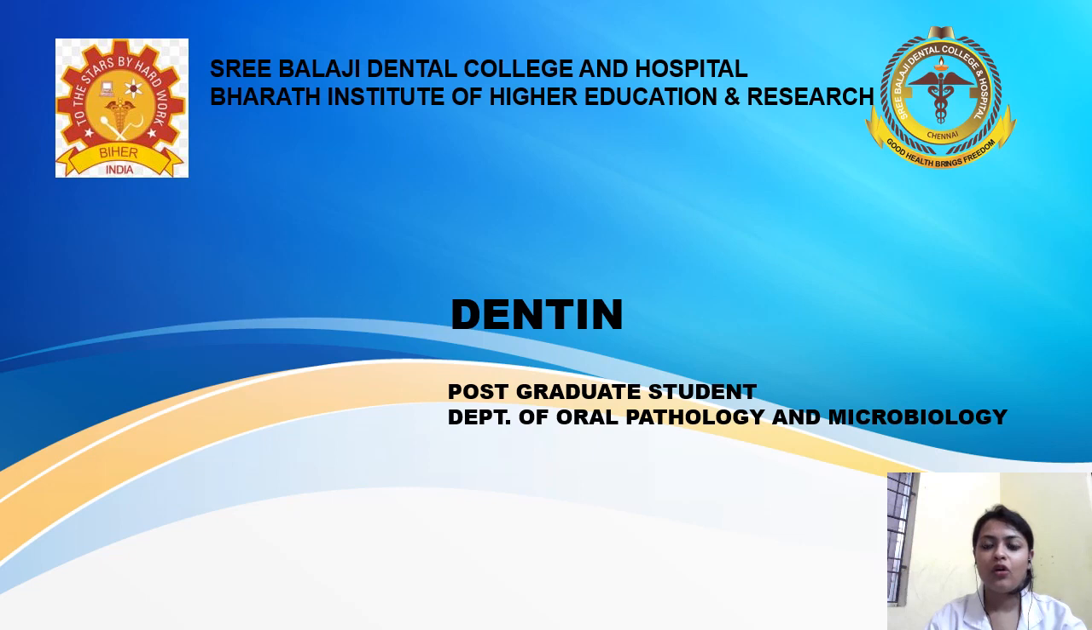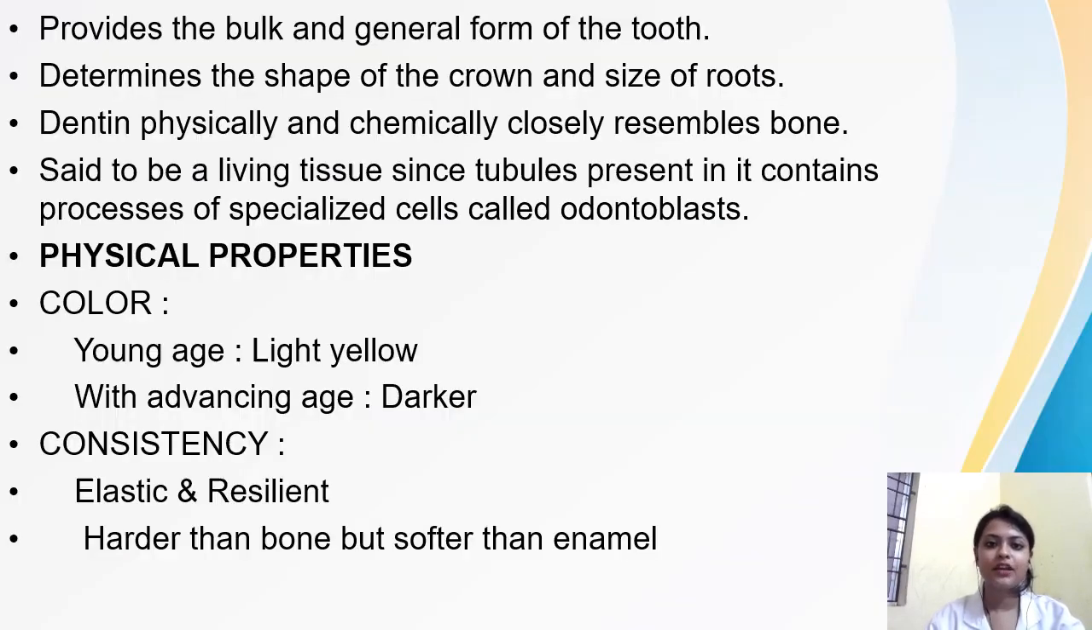Now we know dentin is the mineralized structure of the tooth after enamel. But what is dentin, and what are its characteristics and details? We'll learn that in this presentation. It provides the bulk and general form of the tooth. It determines the shape of the crown and size of the roots.